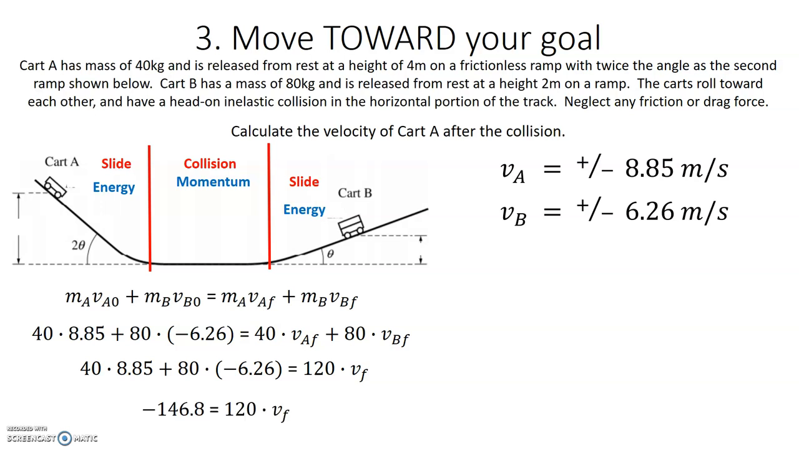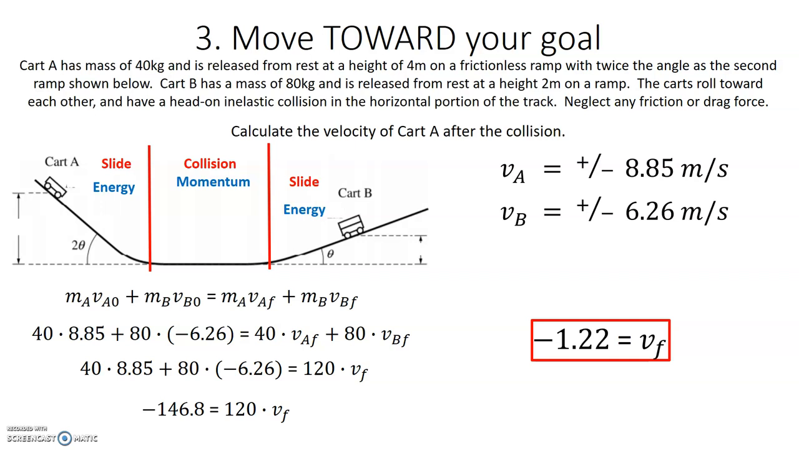And then it's a matter of plugging and chugging. I'm going to multiply 40 and 8.85, add it to 80 times negative 6.26, and then last but not least, divide all of that by 120 to get negative 1.22 meters per second for my final velocity. Notice how that value is negative, which tells us that cart A is actually going to go backwards after that collision. And cart B is as well, because we are in an inelastic collision.